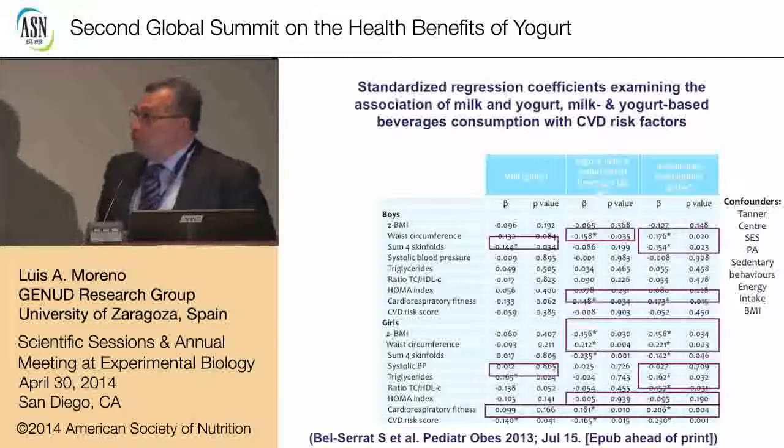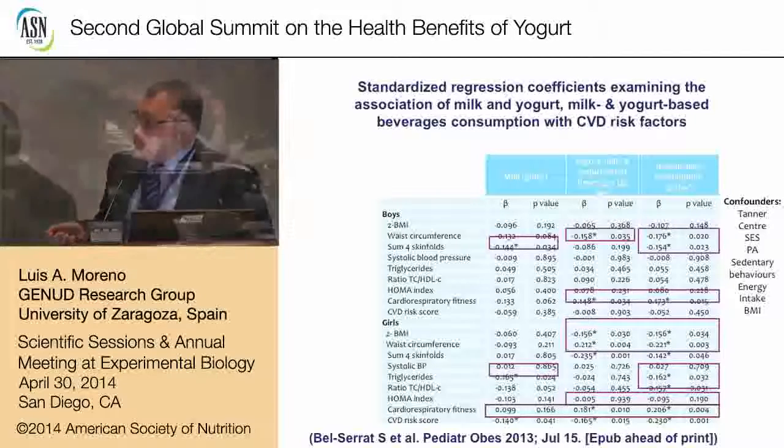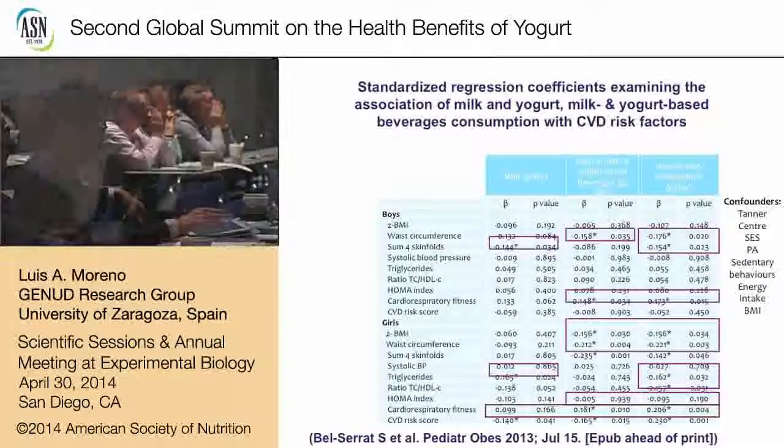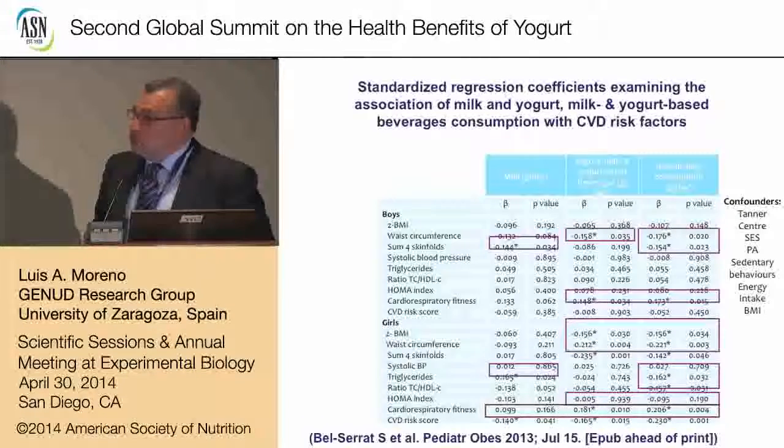And we observe an inverse association between these food groups and some indicators of body composition. If we focus on girls, we can see that especially the yogurt group was associated, and the association was higher when we added up milk to yogurt and yogurt-based beverages, and this was for Z-score of body mass index, waist circumference, and the sum of skin folds.